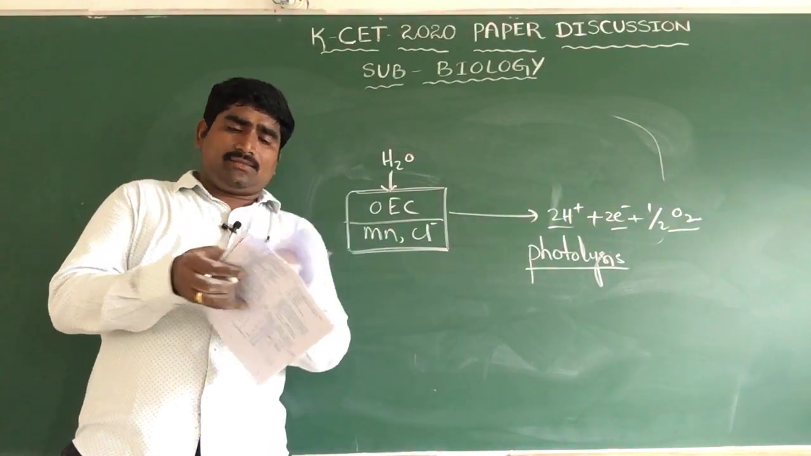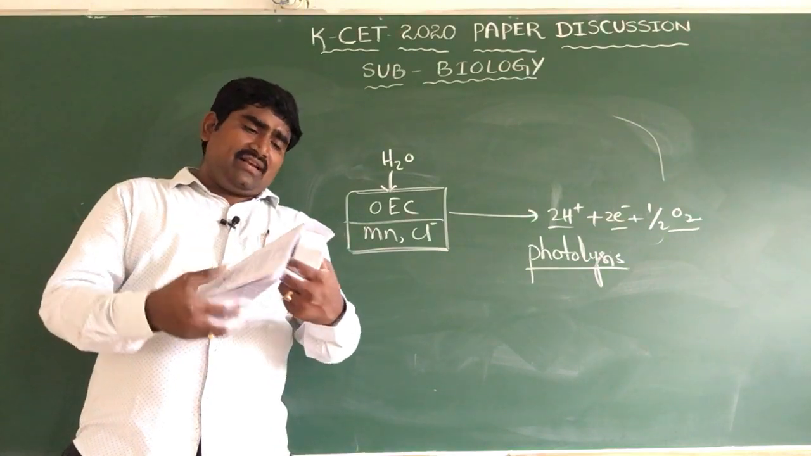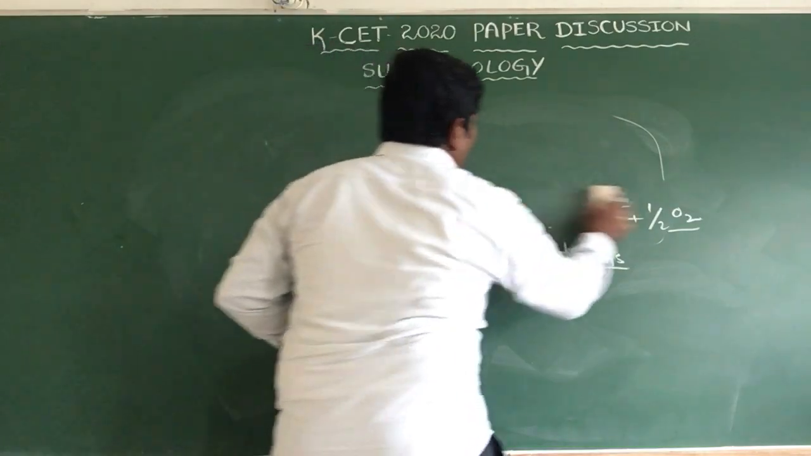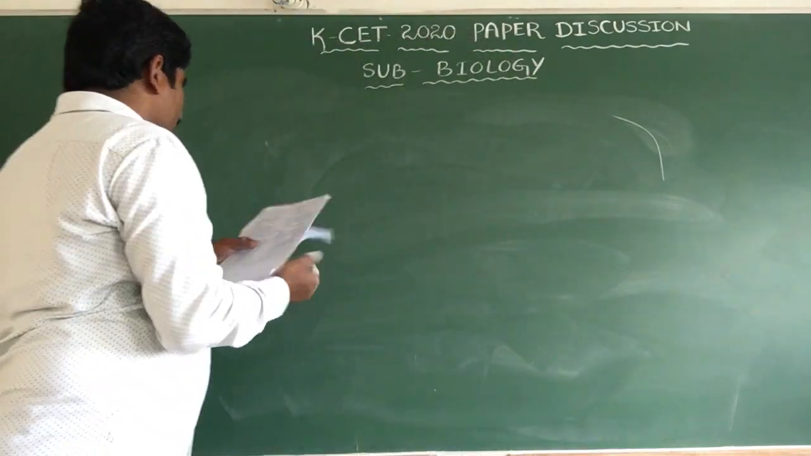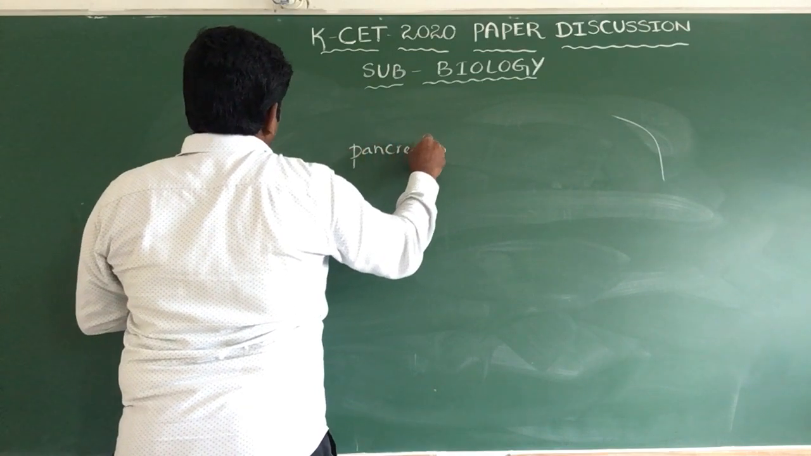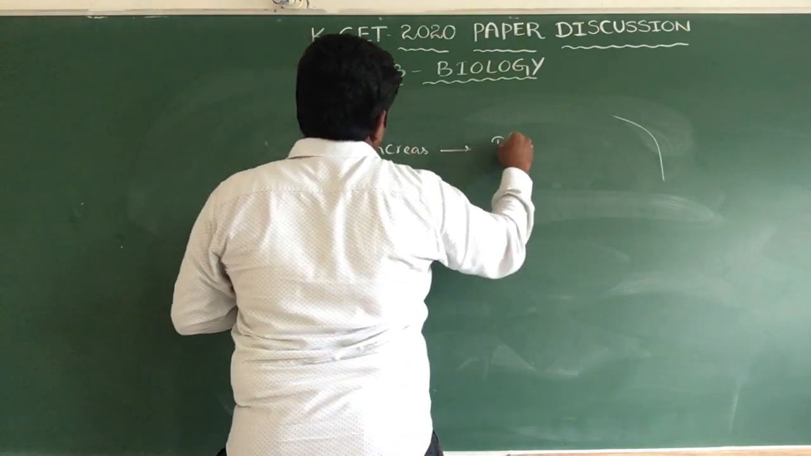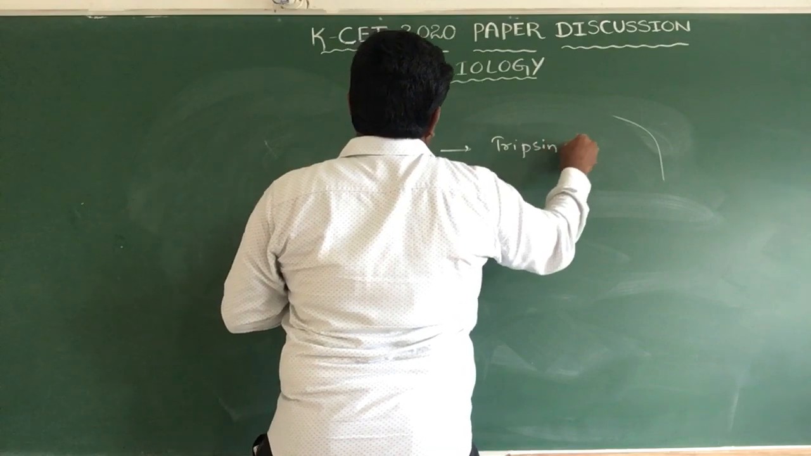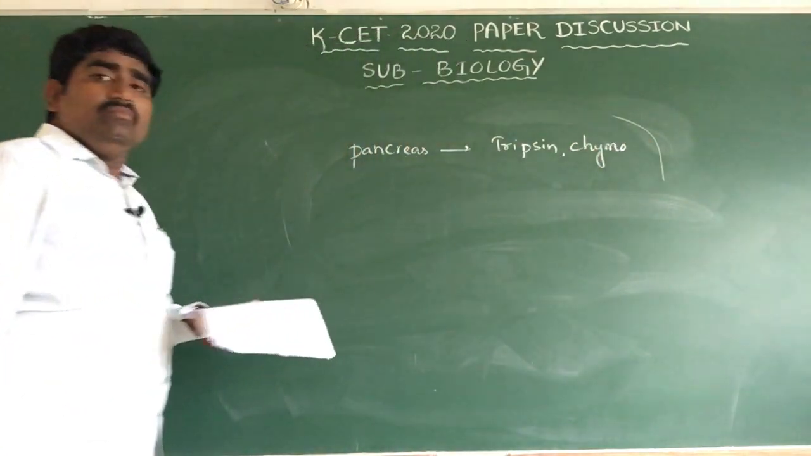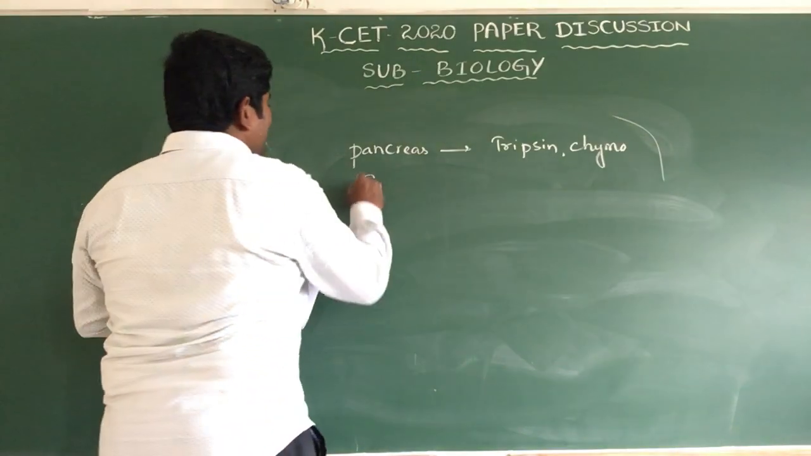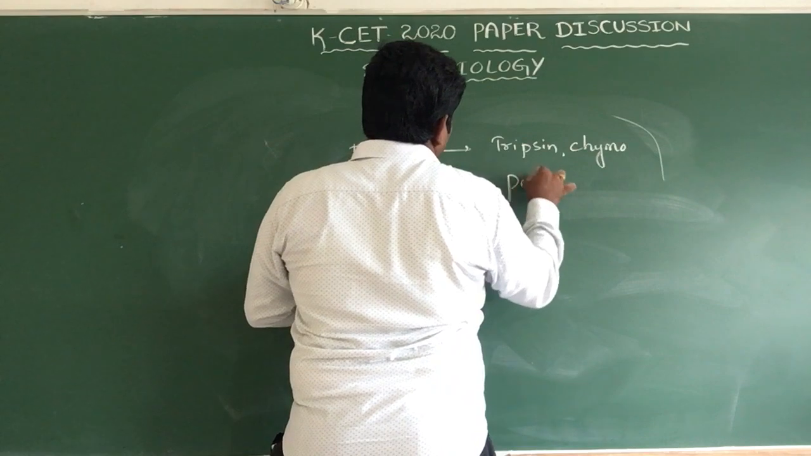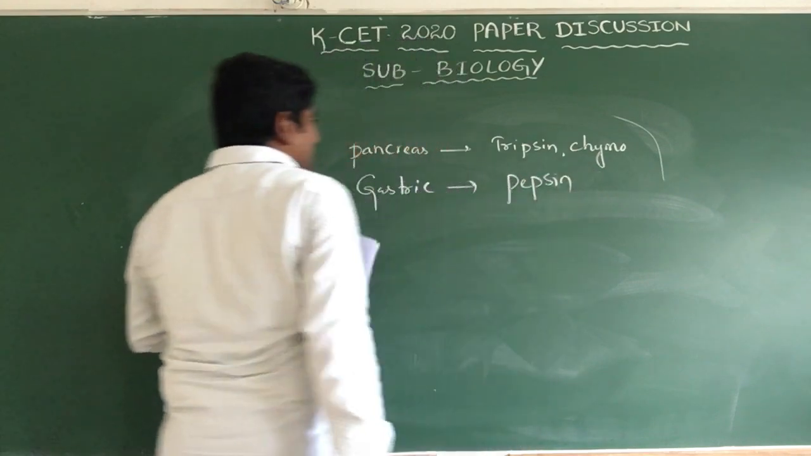The next one is match the following. What are the terms given? Pancreas: the pancreatic enzymes contain trypsin and chymotrypsin. Next one is gastric gland. The proteolytic enzyme of the gastric gland is pepsin.